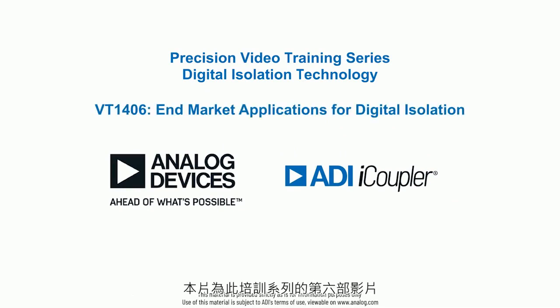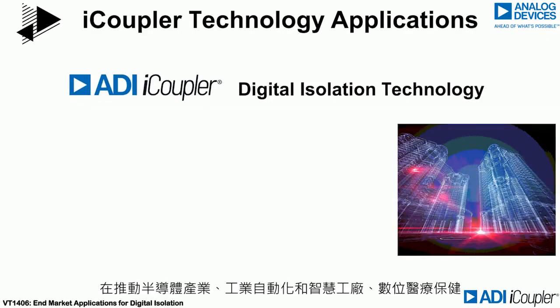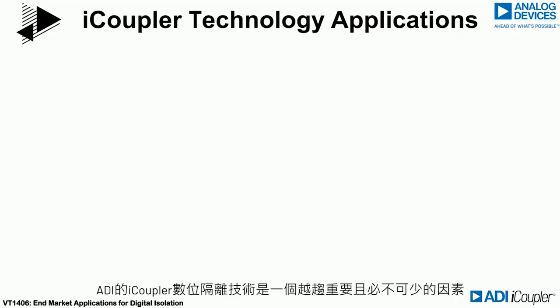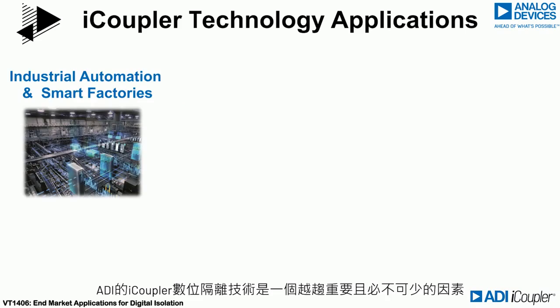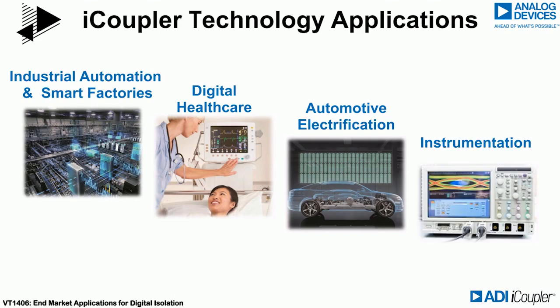This video is the 6th in the series and will focus on the end market applications for digital isolators. Analog Devices iCoupler digital isolation technology is an increasingly critical and essential element in the key end markets driving the semiconductor industry: industrial automation and smart factory, digital healthcare, automotive electrification and instrumentation. We'll show a few examples of these applications and highlight the important isolator characteristics for each one.